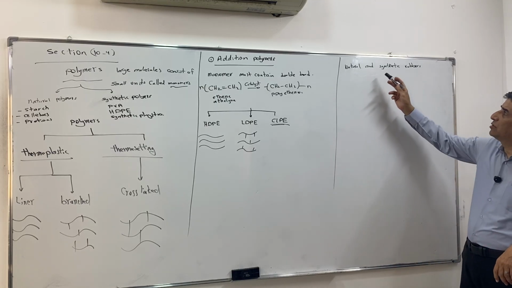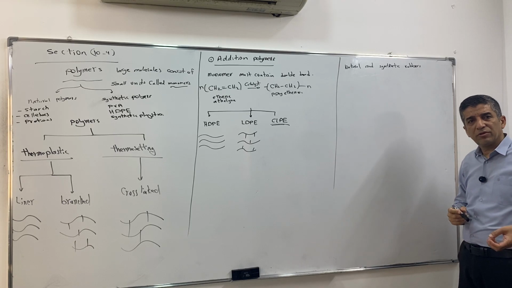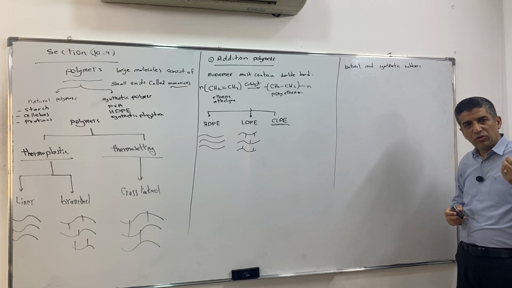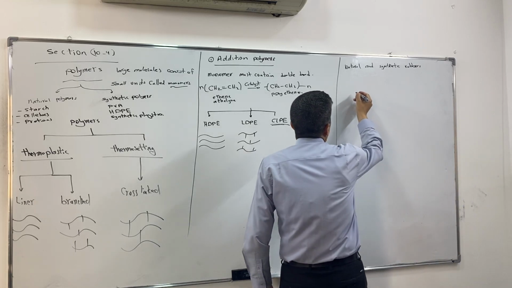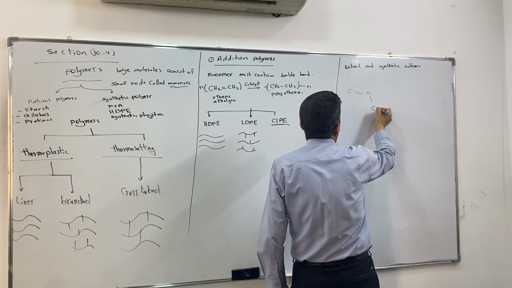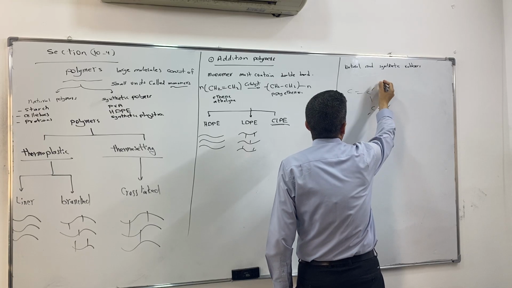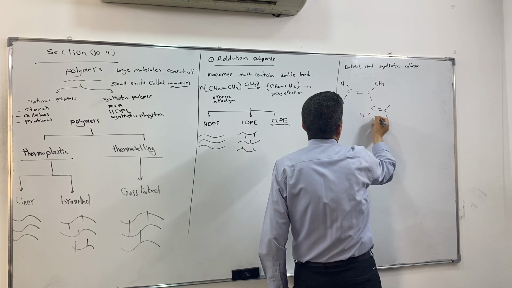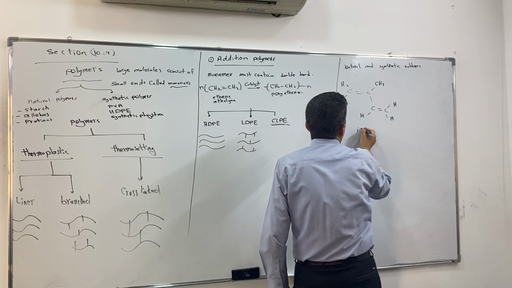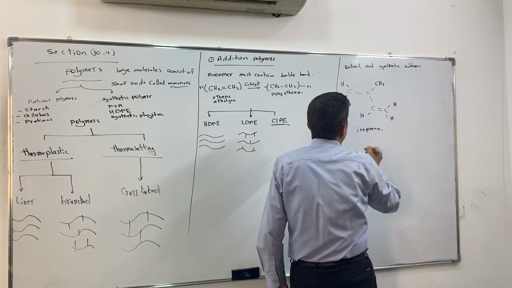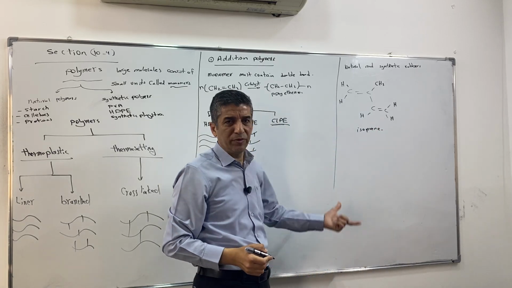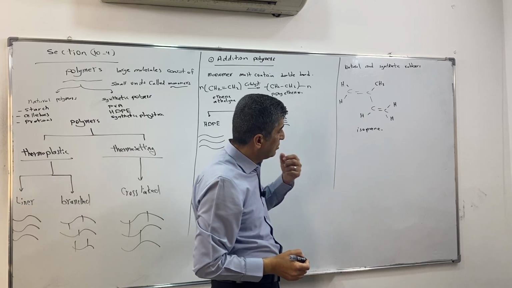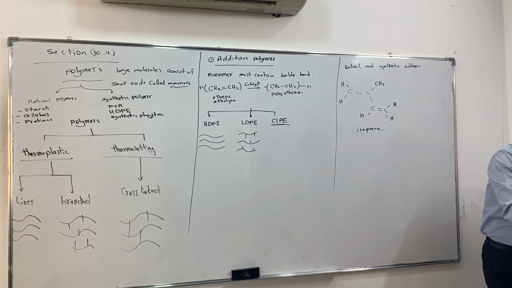Addition polymers include natural and synthetic rubbers. Natural rubber contains a monomer of 2-methyl-1,3-butadiene, also called isoprene. So the polymer will be polyisoprene. This polymer, natural rubber, has relatively few practical applications.